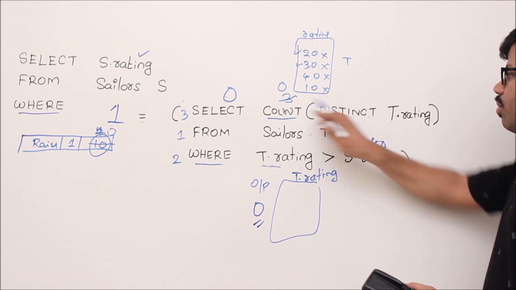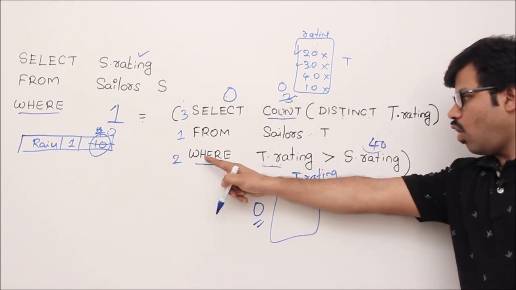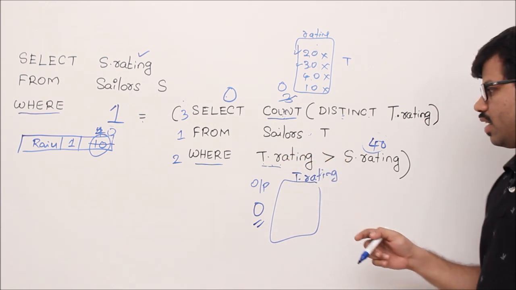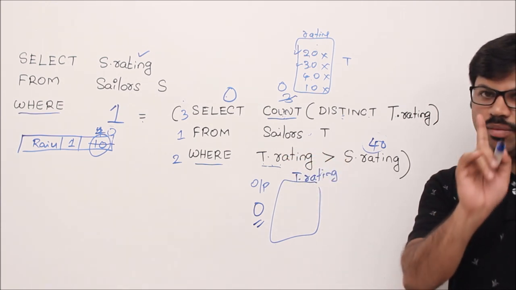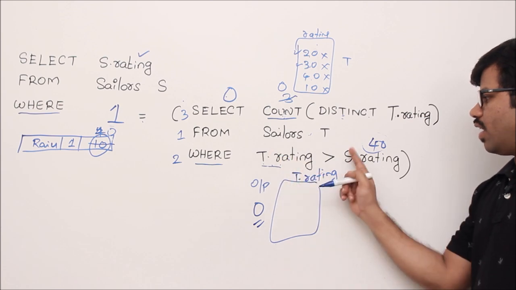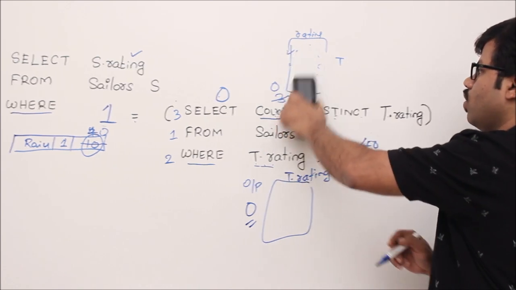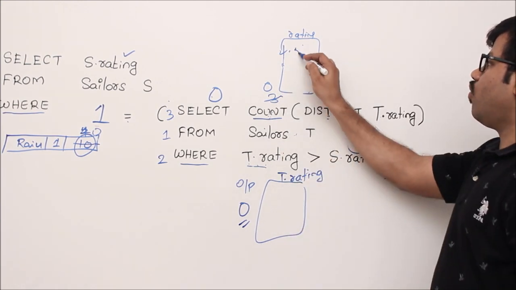Then when this count becomes 1, how many times is the where condition true? That is what will be evaluated. Exactly one time this where condition is evaluated to true. For that you should have a rating called 50. Only one rating should be greater than 40.